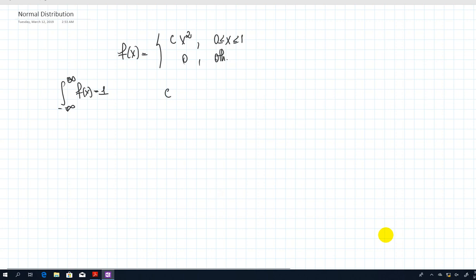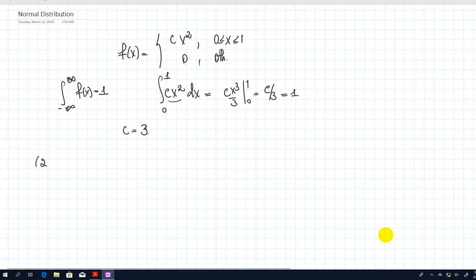So the integral of cx squared from 0 to 1, because in other regions the density function is equal to 0, dx, should be equal to 1. The antiderivative is cx cubed over 3 from 0 to 1. If you put in 1, it will be c over 3, and all of this should be equal to 1. From here, we can find c to be equal to 3.